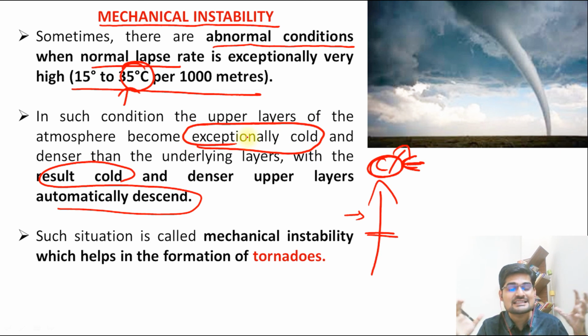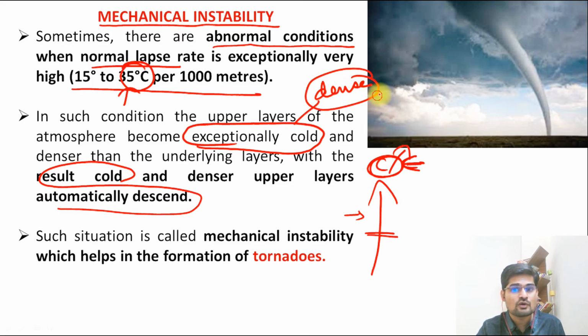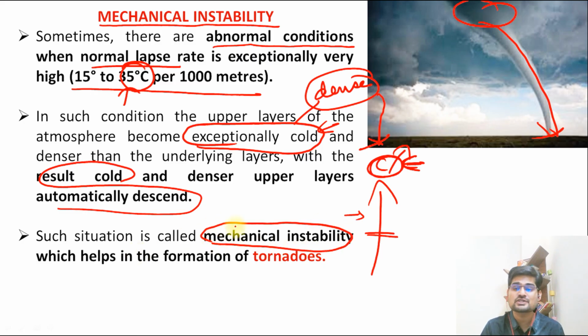So if it becomes extremely cold, what is the tendency? It becomes cold, it means it becomes dense, and it has a tendency to fall down very quickly. So when it falls down very quickly, what is the situation here? It is a mechanical instability. It pushes the air down, and that is where the tornado is formed. That's where mechanical instability is important, right? So that is what we understand by atmospheric stability and instability.